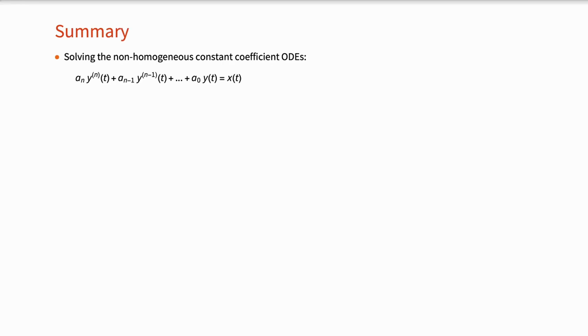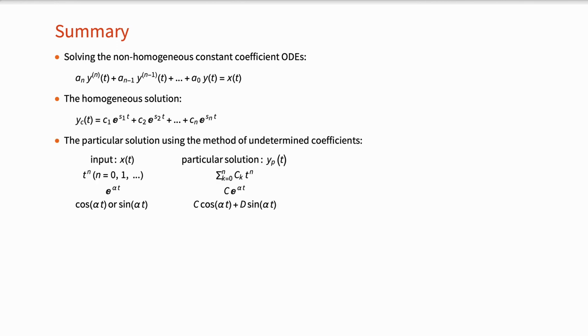So in this lesson, we learned how to solve a differential equation that represents a system in order to find the system response to a particular input signal. We found a homogeneous solution, and we used the method of undetermined coefficients to find the particular solution. Then we wrote the total solution of the non-homogeneous differential equation as the sum of the complementary and the particular solution.